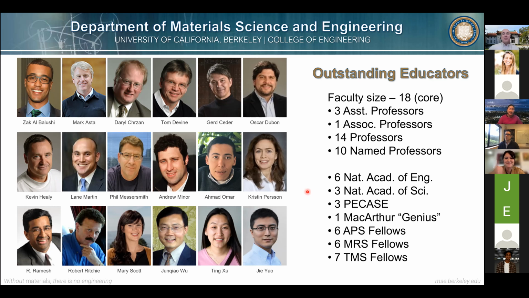The folks you'll be working with in class and in the lab are also well represented and well recognized around the world. So we have National Academy of Engineering and Science members. We have Presidential Early Career Award winners in Science and Engineering, MacArthur Geniuses, APS Fellows, MRS Fellows, TMS Fellows. Everybody's a fellow, right, at this point. So what this should point to is that these are really world-leading people in their field, and you get to interact with them, and they love to have interactions with you as students.